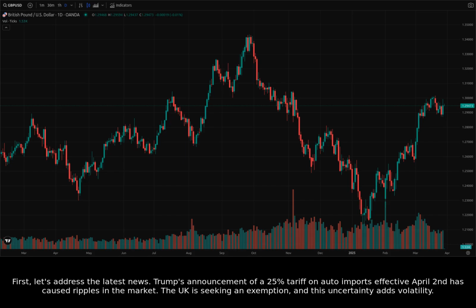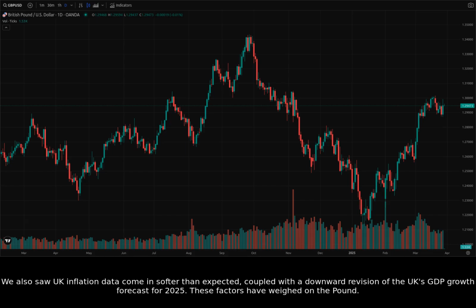Trump's announcement of a 25% tariff on auto imports effective April 2nd has caused ripples in the market. The UK is seeking an exemption, and this uncertainty adds volatility. We also saw UK inflation data come in softer than expected, coupled with a downward revision of the UK's GDP growth forecast for 2025. These factors have weighed on the pound.